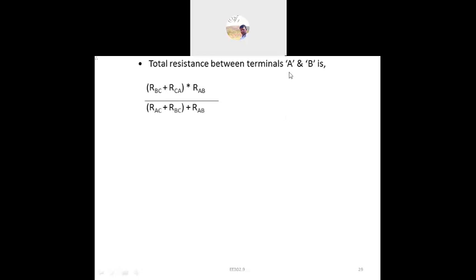So RBC and RCA are connected in series, and that is connected in parallel. From that, we write this equation. If two resistors are connected in parallel, we write product by sum. Sorry, product by sum, that we are writing. So from that, this is the RA, RB, RC.